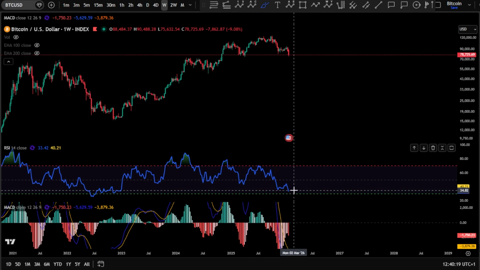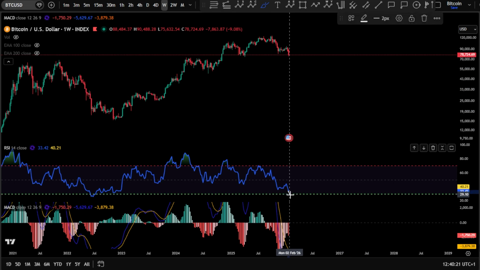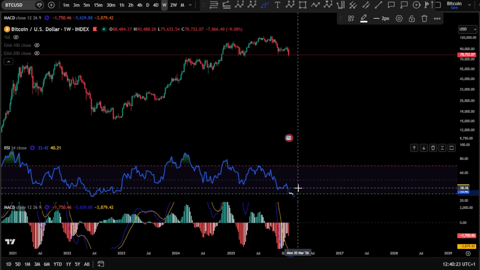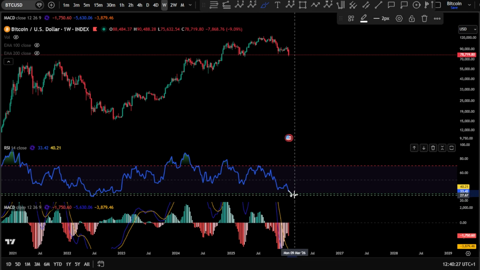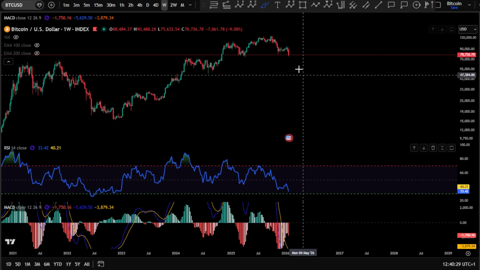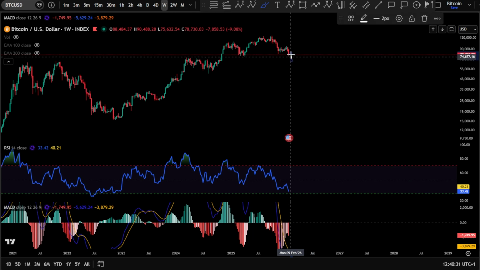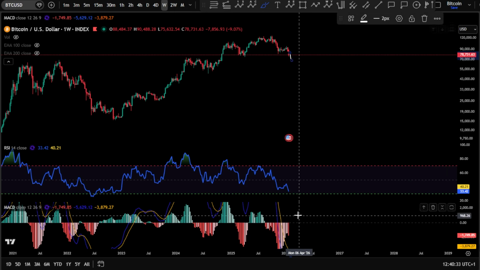On the weekly, we're very, very close to hitting the oversold area, and this is what I think Bitcoin is aiming for here, to hit the oversold area for the weekly, at least within this candle potentially, or the next candle coming in.